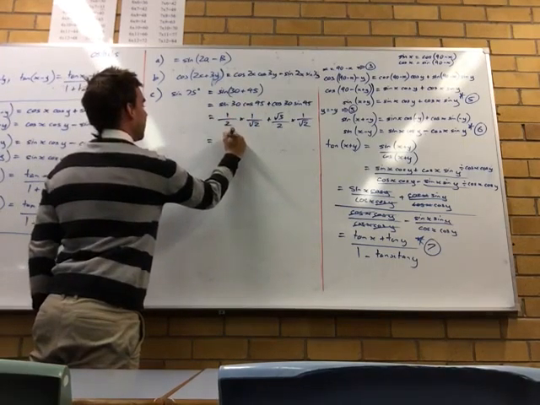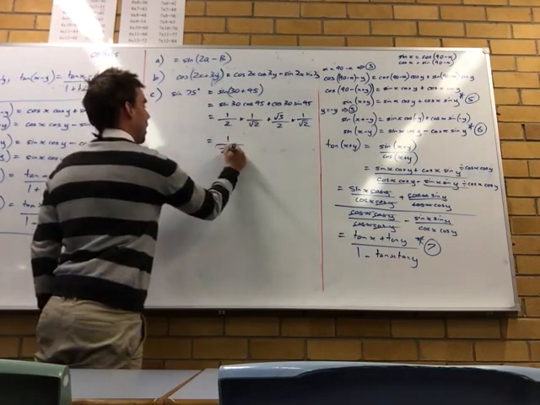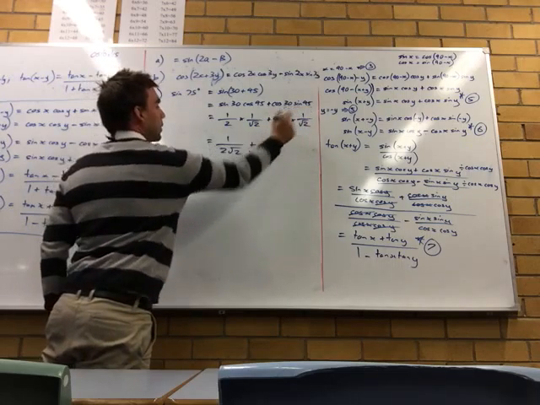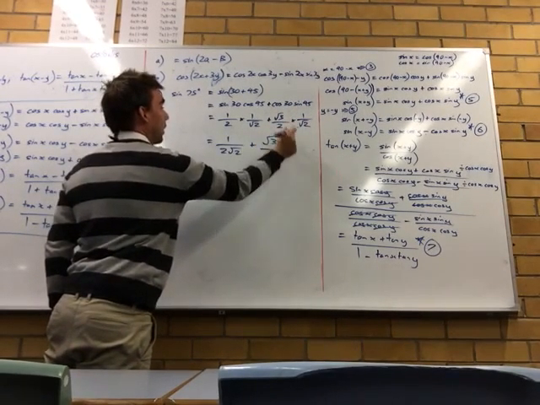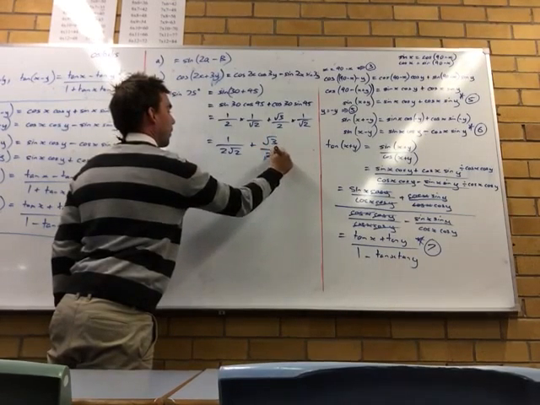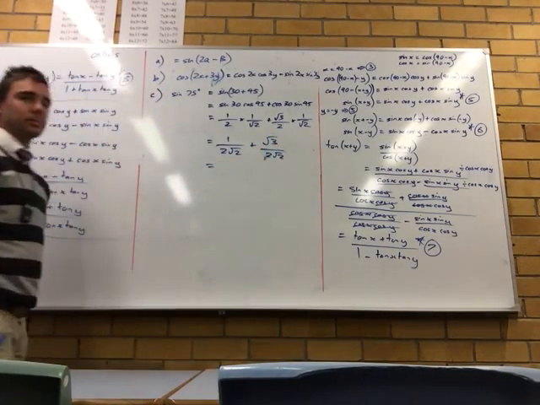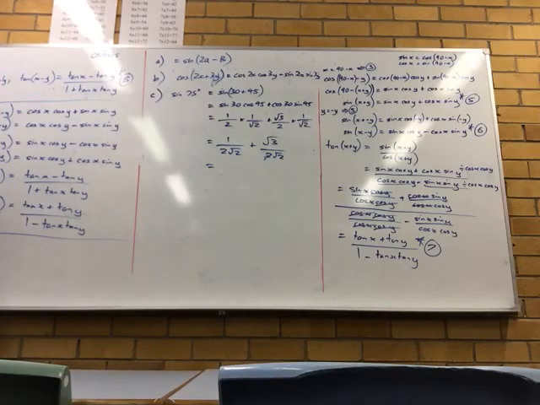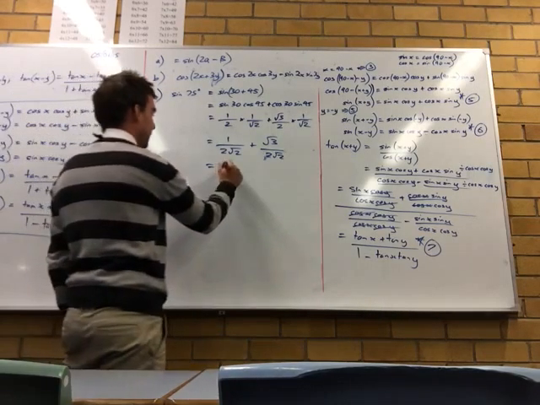Okay, 1 times 1, over 2 times root 2, plus root 3 times 1, over 2 times root 2. Alright, same denominator. Thank you.